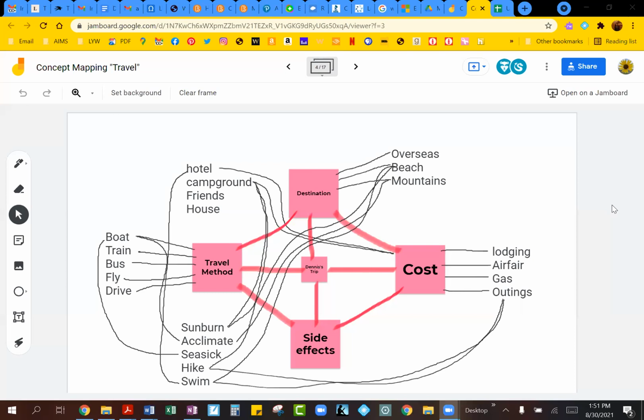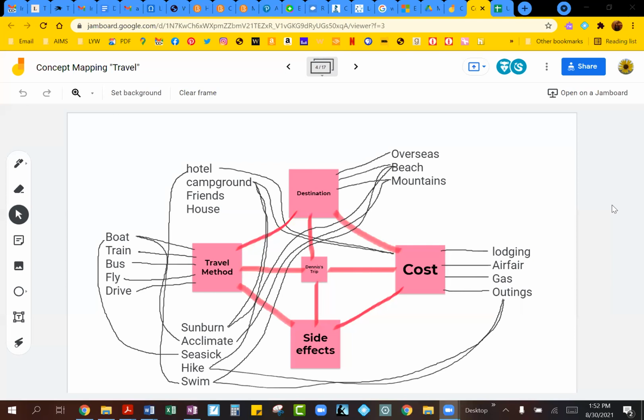Same thing with side effects. I'm guessing you meant to say sunburn, acclimate, getting seasick, hiking and swimming. I'm not sure if they are supposed to be part of side effects or you just put it there, but I think you could have put in a couple more arrows, and then you're making these connections where sunburn can go from campground to, looks like you've got it going to the mountains and maybe the beach.